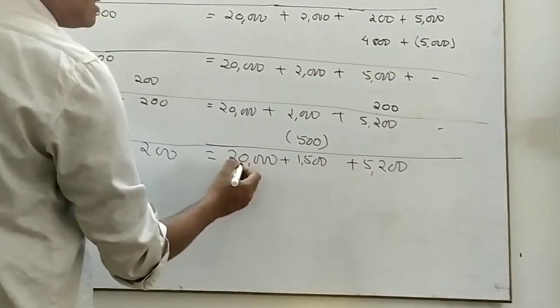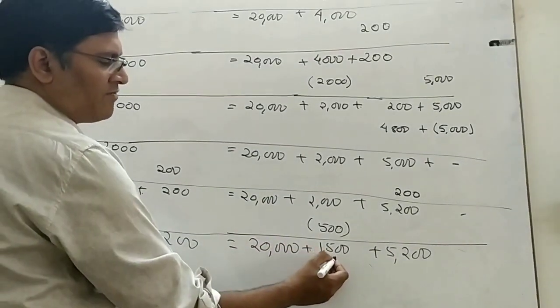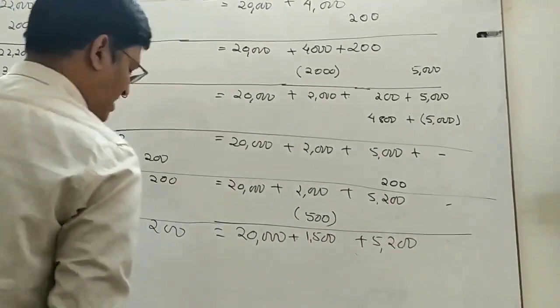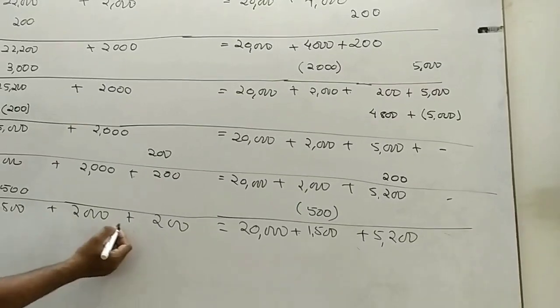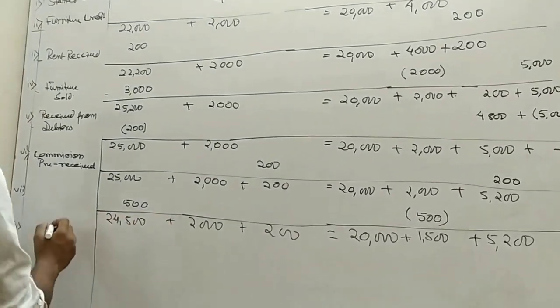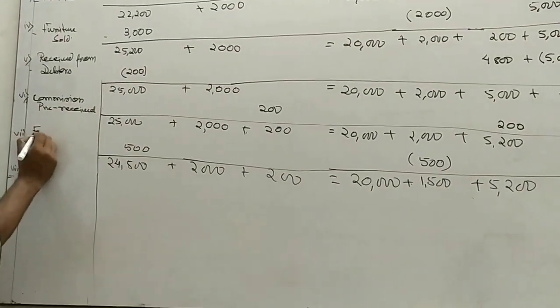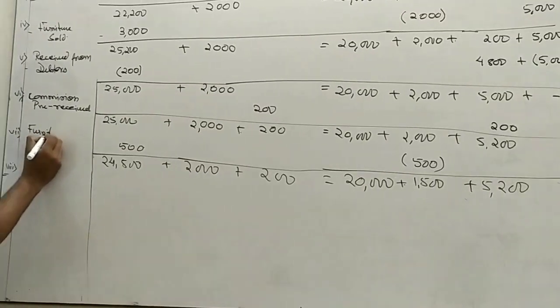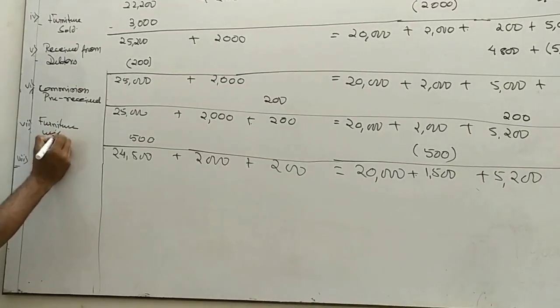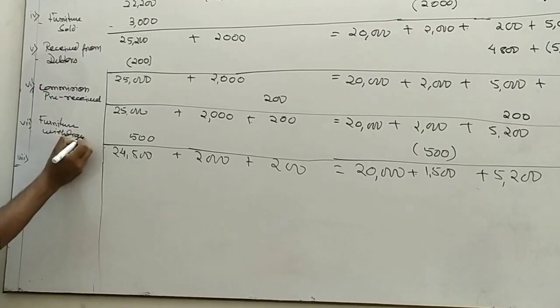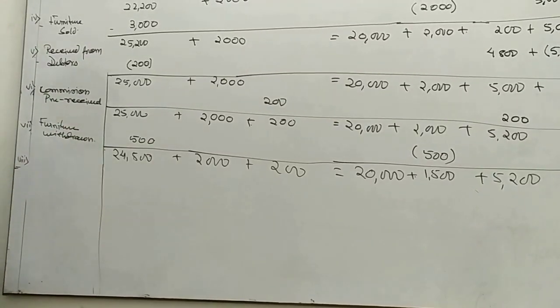So it's coming again, see, 26,700. This side also 26,700. That was furniture withdrawn from the business. Now we will be doing the next one. What is the next one?